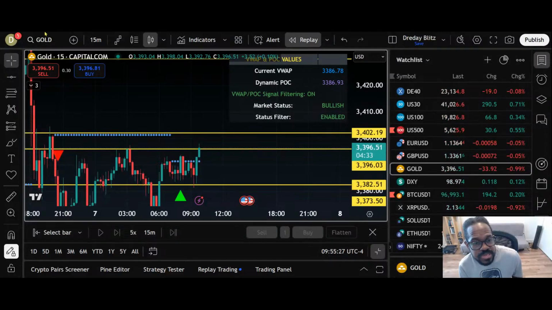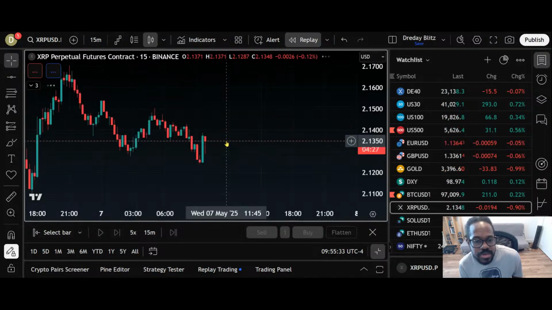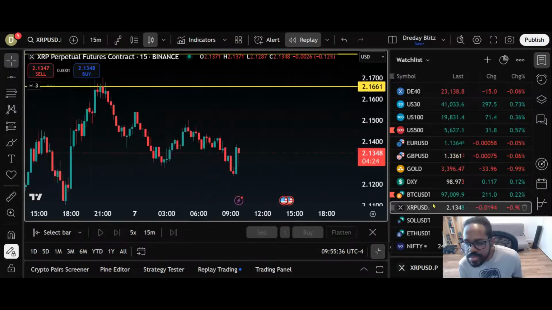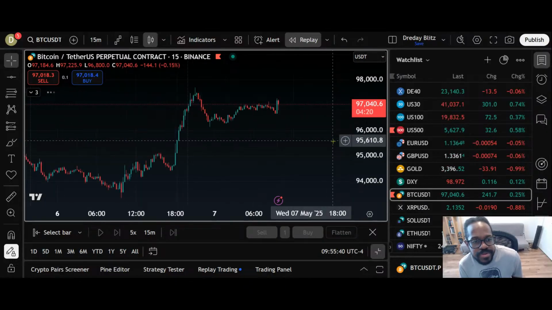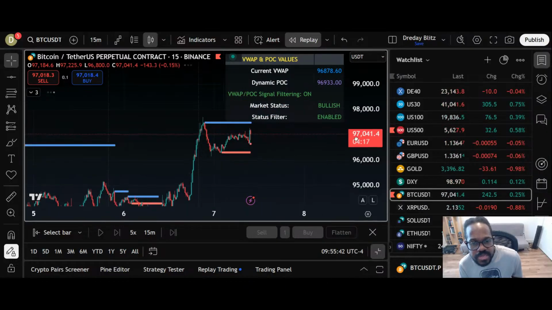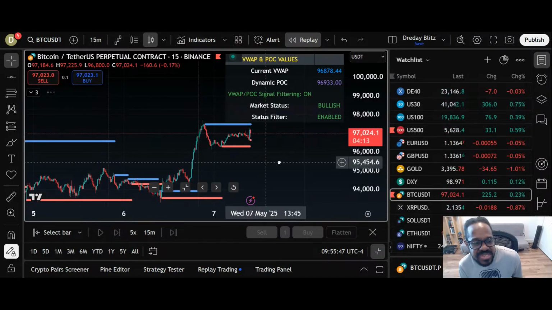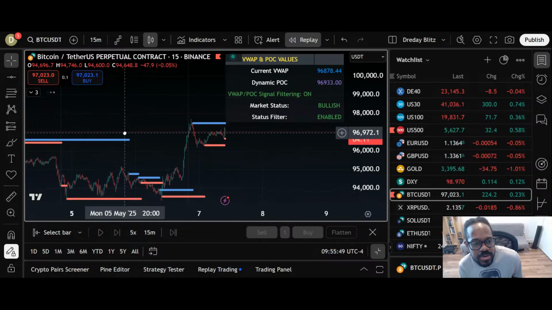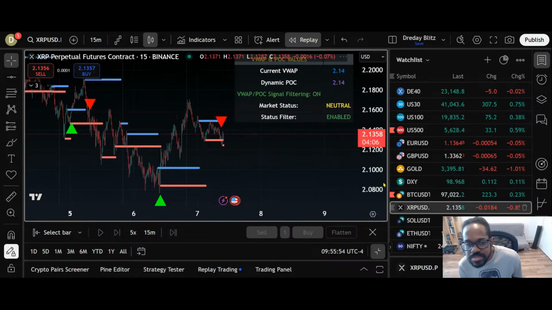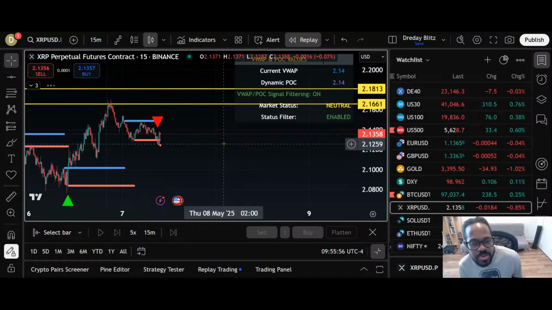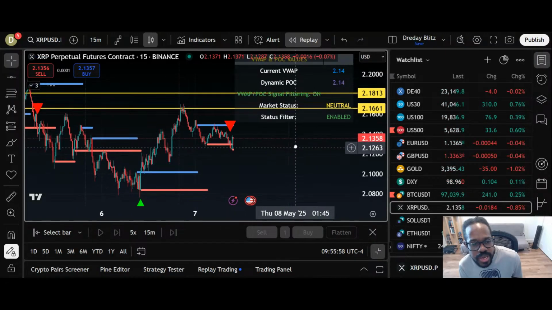Less than 5 minutes before the top of the hour. Let's look at, let me go on Bitcoin first. So we do have some consolidation here on Bitcoin. It's around 97,000 here, so we're waiting for the price to go towards the 100K.